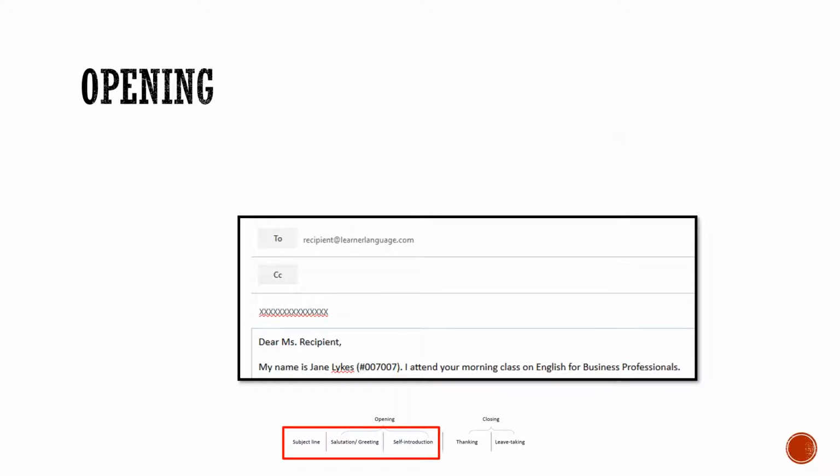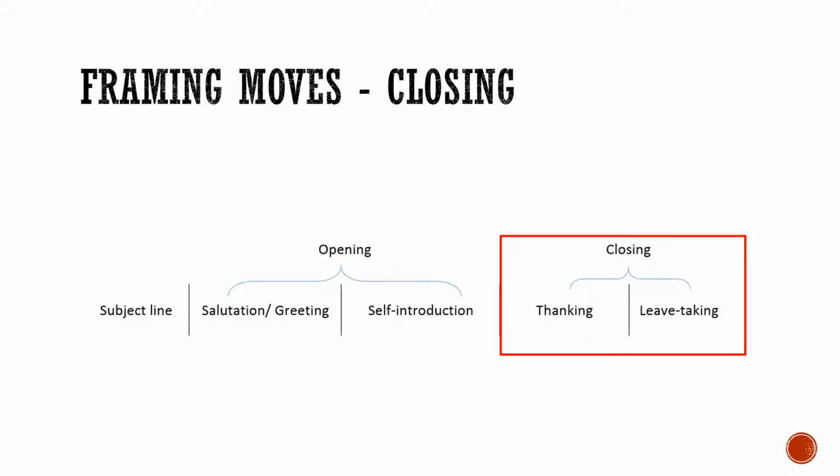Let's look at all these three in context. We have a missing subject line, but of course we shall come back to that later. We have Dear Ms. Recipient. My name is Jane Likes, student number 007007. I attend your morning class on English for Business Professionals. We have all of the opening moves. The last part is closing. Closing consists of two conventions. These are thanking and leave taking.